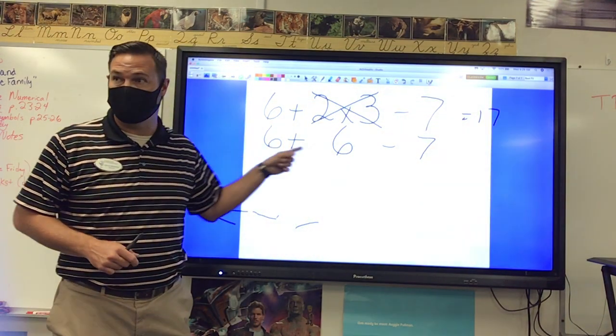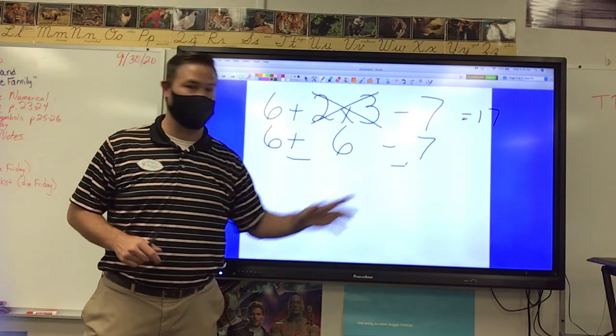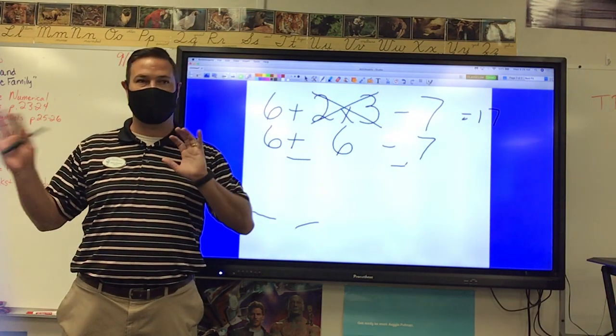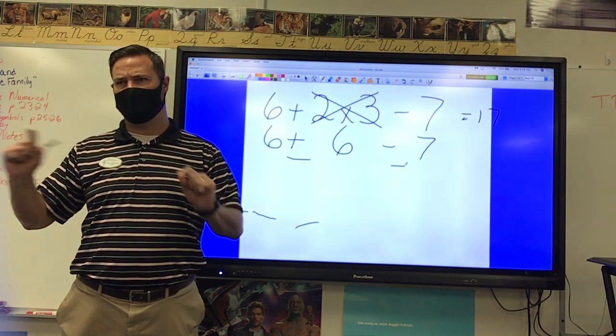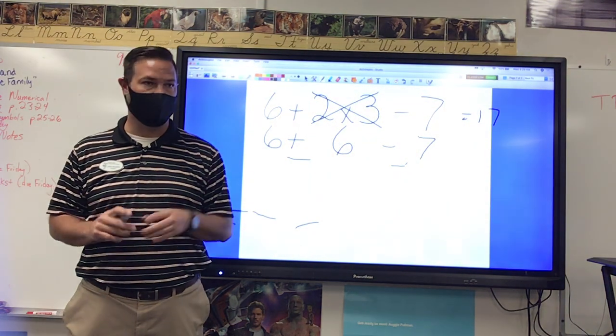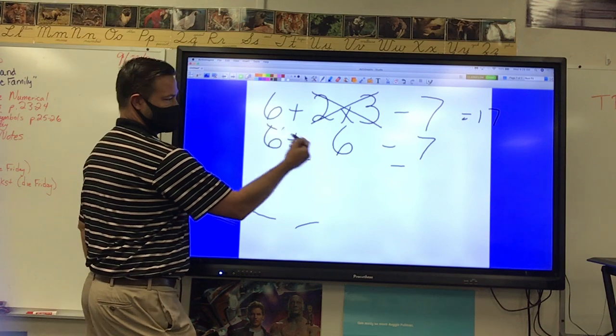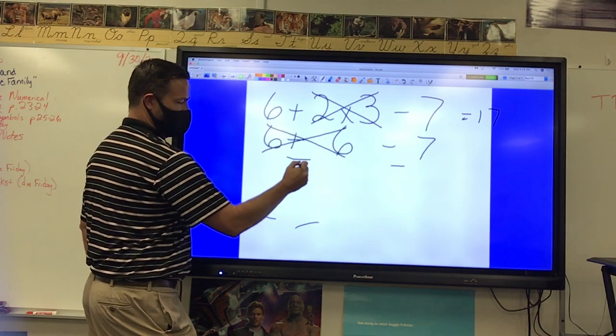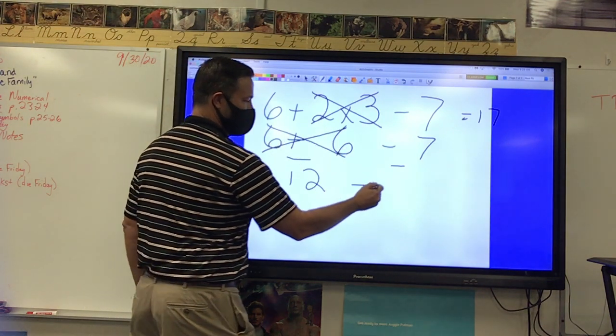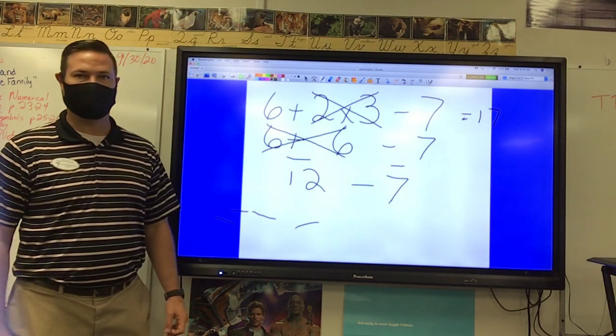Why am I doing adding first here? Because it's first in order. I have an adding and I have a subtracting. It doesn't matter. Well, adding comes first in my little saying. No, it comes first in my problem. What is 6 plus 6? 12. Again, write my answer.